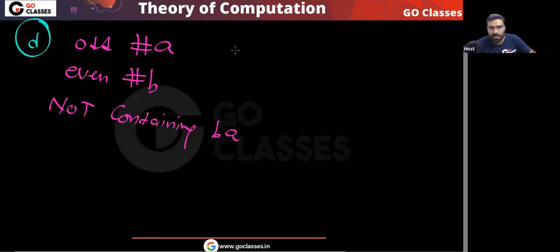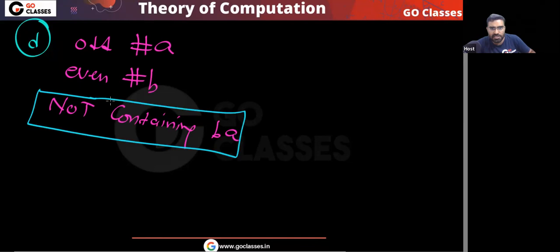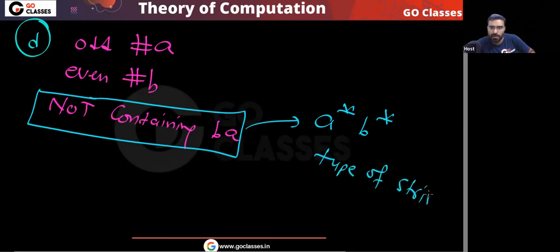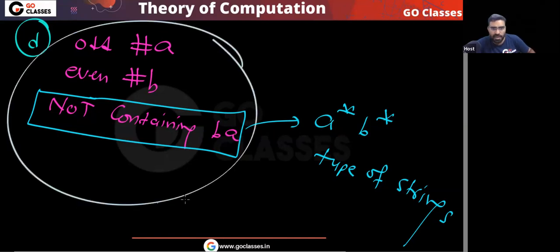So now you tell me from these three. From this you can see that it will be this type of string, A star, B star type of string. Yes or no? This type of string not containing BA. And what also we want? We want odd number of A and even number of B. So tell me finally what your language is.